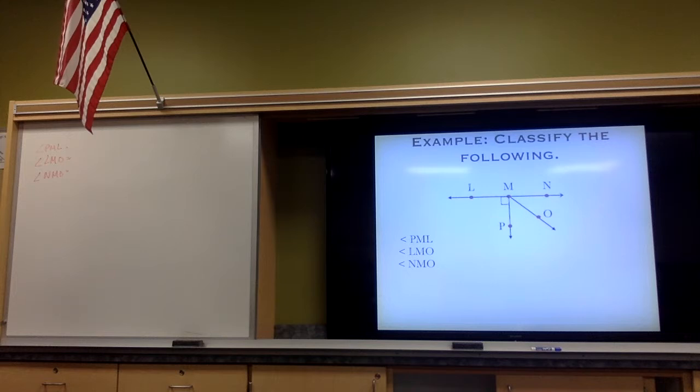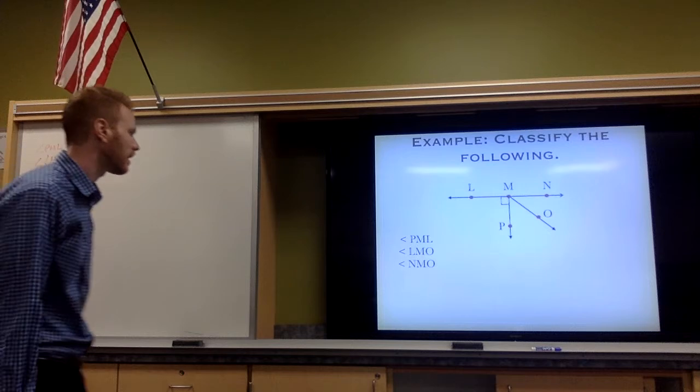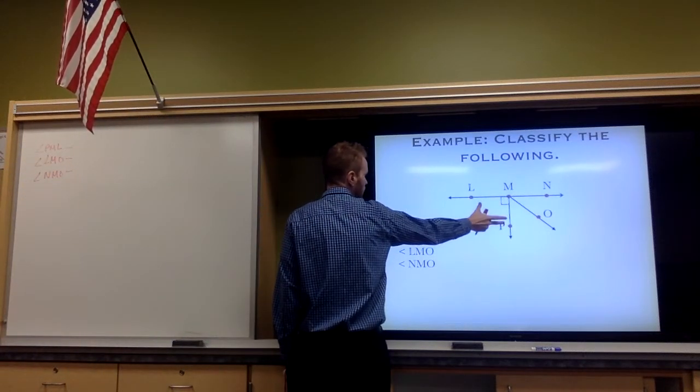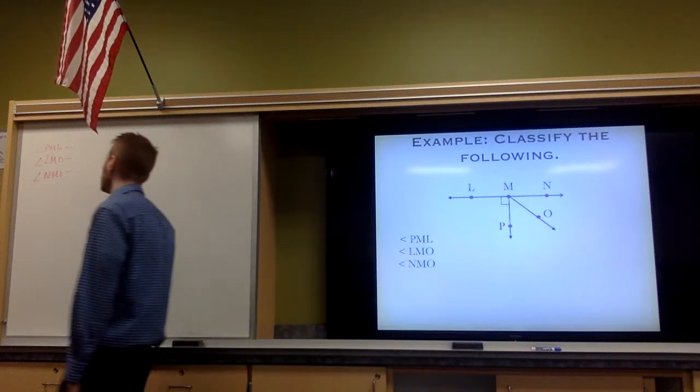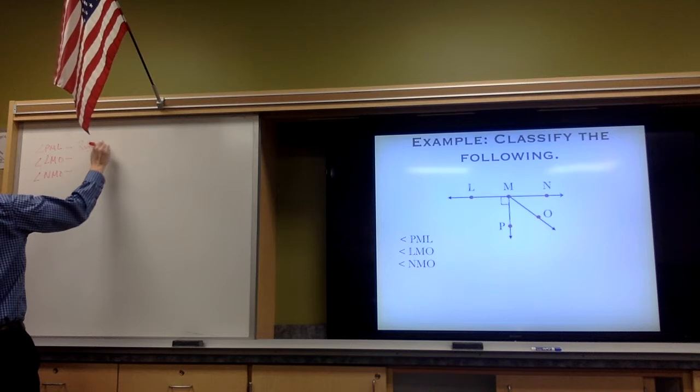Okay? We're going to classify. So you know what? No equal signs. We'll put one dash. I'm not talking about a measurement. Okay, PML, I think that's this guy. PML, that's this space. It has a box, so this is a right angle, because it's 90 degrees.